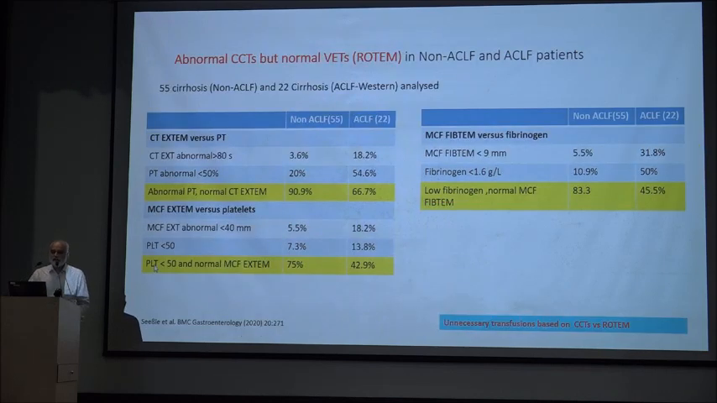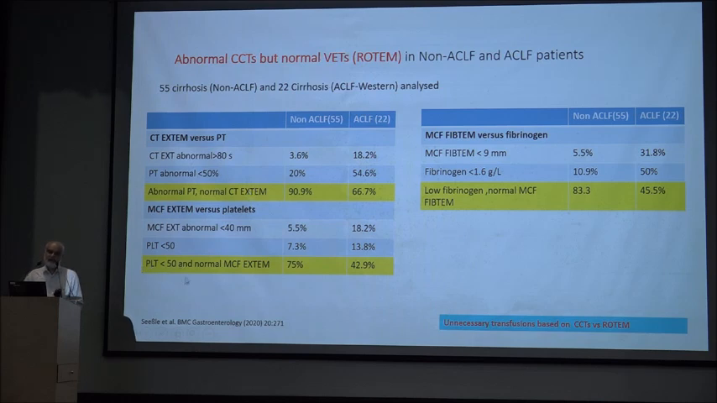Now this was a study which showed that conventional coagulation tests can be abnormal, but viscoelastic tests, ROTEM in this case, can be normal in both ACLF and non-ACLF patients. As we can see, about 90% of the patients in non-ACLF and 66.7% in the ACLF group had abnormal PT but normal CT EXTEM, which is reflective of prothrombin time.